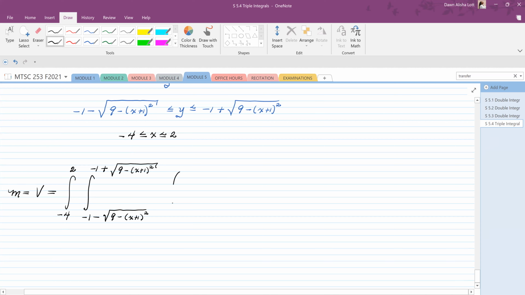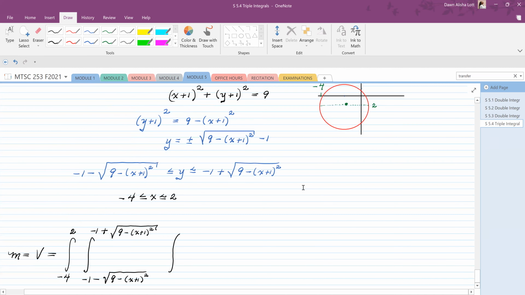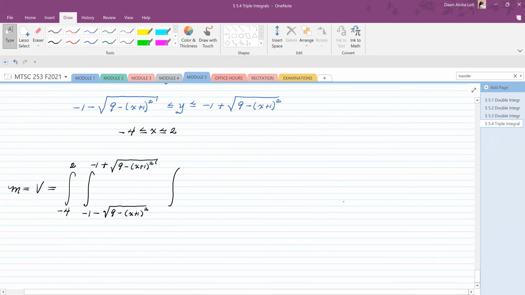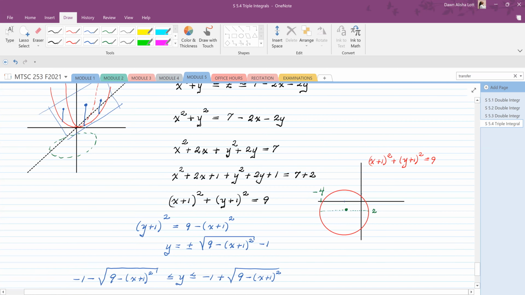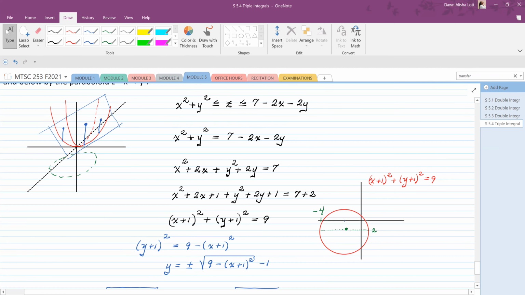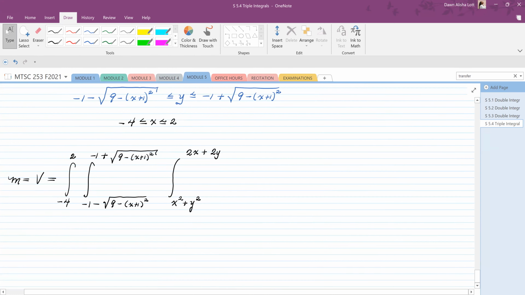And then z starts down at the paraboloid, x squared plus y squared, and goes up to the plane, 7 minus 2x minus 2y. There we go.